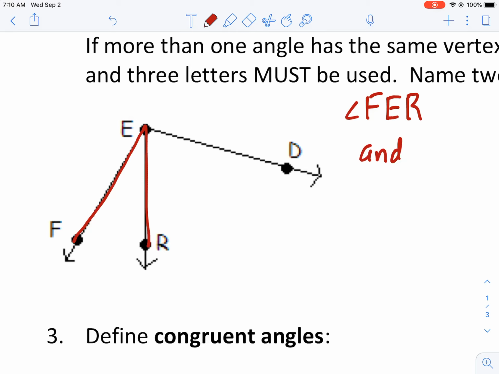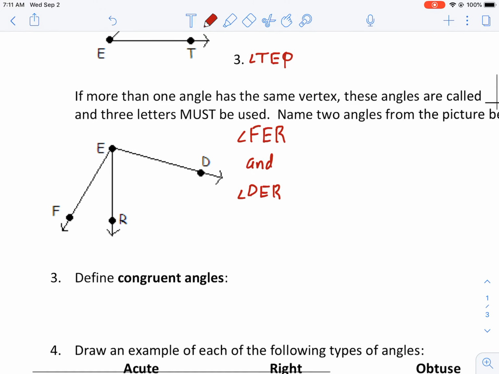The second angle would be like DER, okay? So there's only a one letter difference there, but that one letter is determining where you're starting, so it's changing which angle we are looking at. And you could name them different. This first one could have been REF, and the second one could have been RED. Okay, so just keep that in mind.